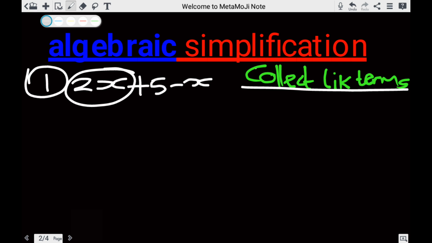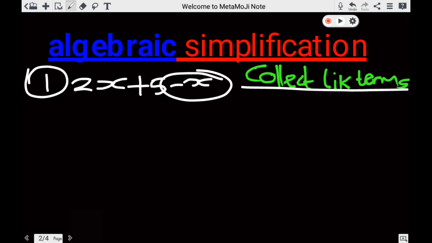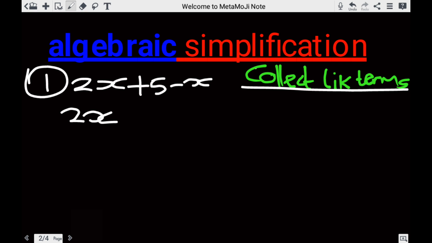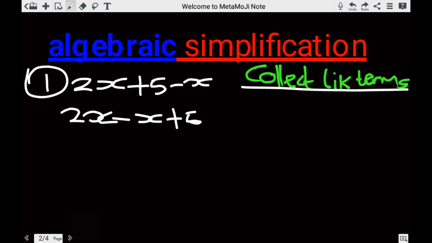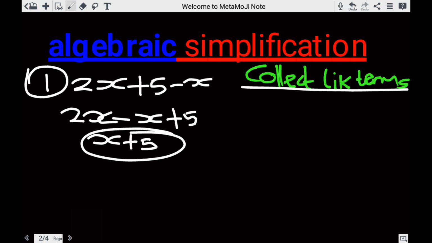So for example, in this situation, 2s and minus s are like terms. So you want to bring them closer to each other. So you want to write them as 2s minus s plus 5. So you want to bring this minus s closer to where the plus 2s is. So you should get something like this. So what is 2s minus s? 2s minus s is basically s. So it's going to be s plus 5. So this is the answer.